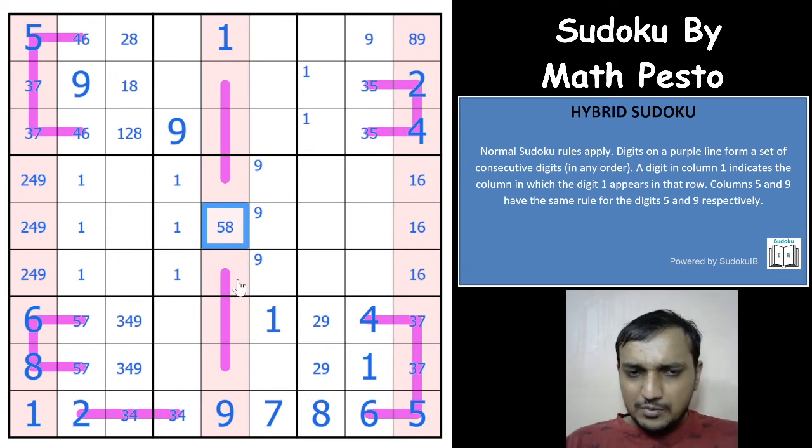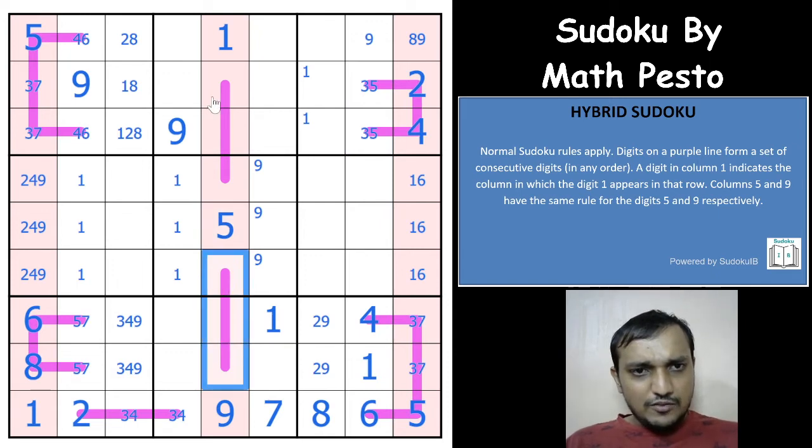We already eliminated 2 here. We can eliminate 8 as well because having an 8 here would give you a 5 here. The position of 5. You already have a 5 here. So this cell would have to be a 5. So somewhere you will have 2, 3, 4. Somewhere you will have 6, 7 and 8.